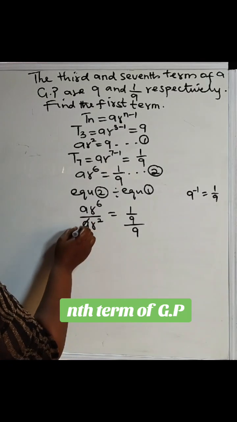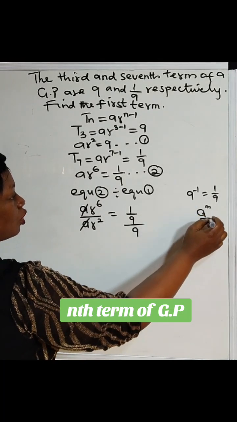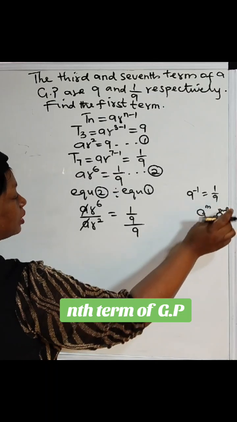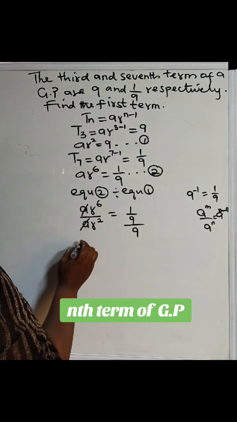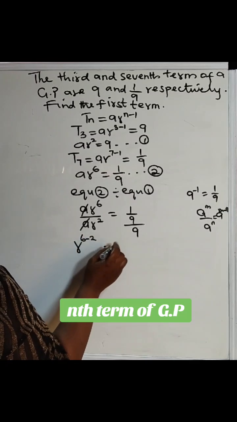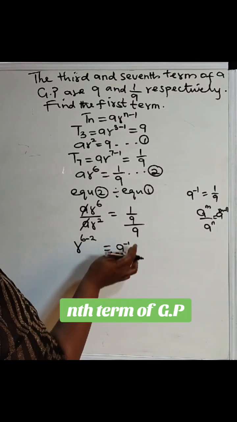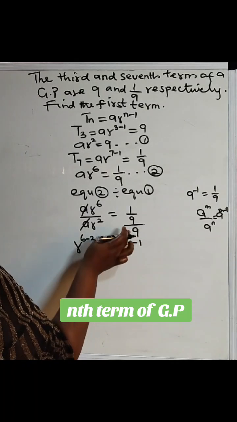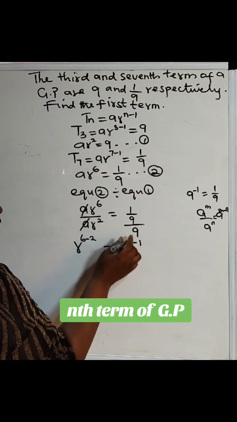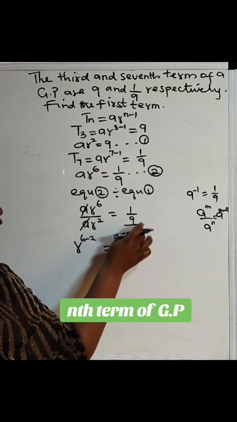So we now have that this a will cancel this a. Remember the law of indices: a^m over a^n is equal to a^(m-n). We are going to apply this here. This will now give us r raised to power 6 minus 2, which is equal to 9 raised to power minus 1. The 9 in the denominator is raised to power 1, so applying the same law, we have 9 raised to power minus 1 for this one, minus the power of the denominator, which is 1.